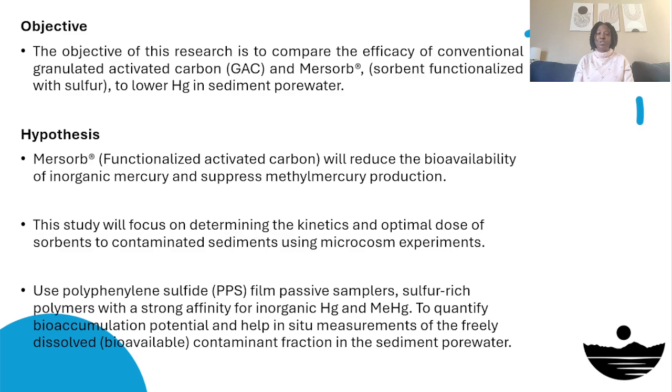We're also going to be using polyphenylene sulfide. It's a passive sampler rich in sulfur. It has strong affinity for inorganic mercury and methylmercury. We use it to quantify the bioaccumulation potential of these sorbents.